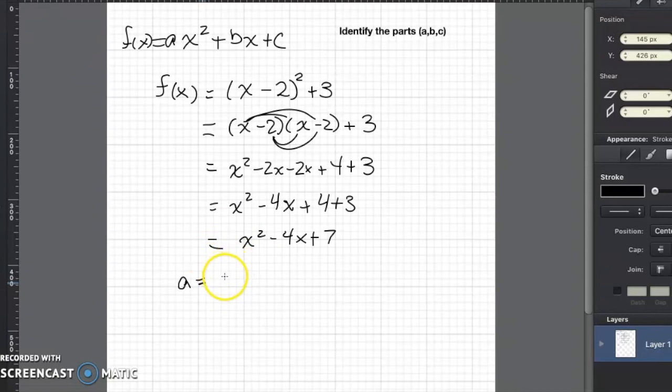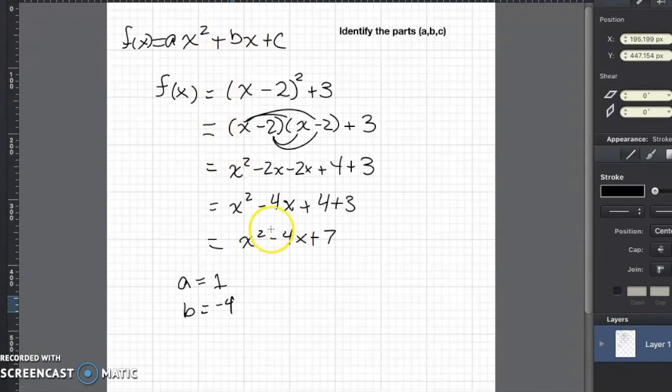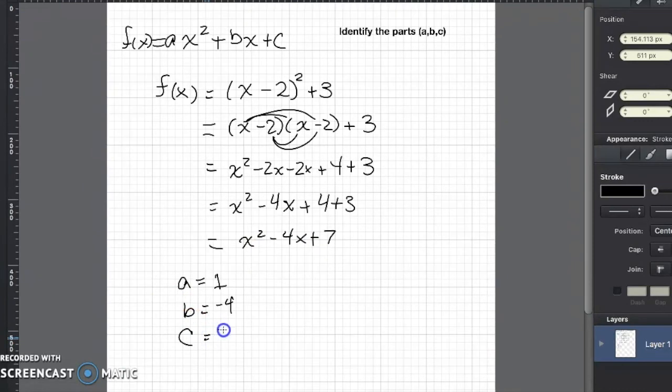Usually we don't write 1s in front of our variables, but we do have it. So there's a 1 there. For b, I'm going to have a negative 4 because, again, in this area I have a plus b, and this one's a minus. So there's a minus 4 there. And then for c, we have 7. Okay, so that's going to be our 3 parts.